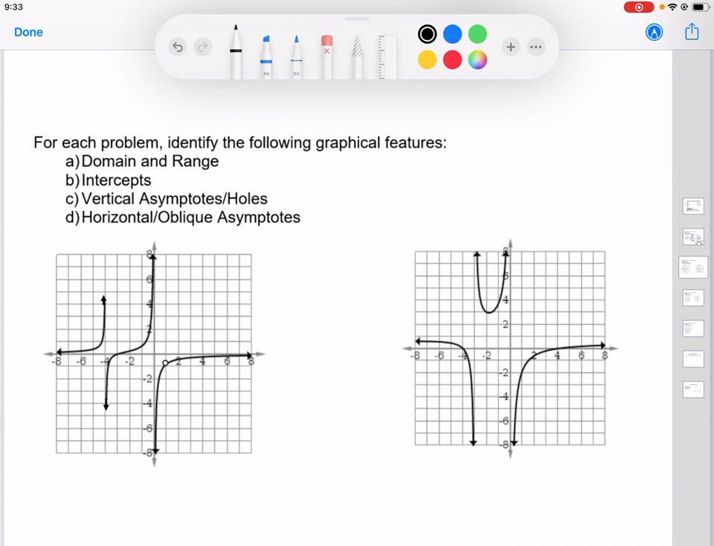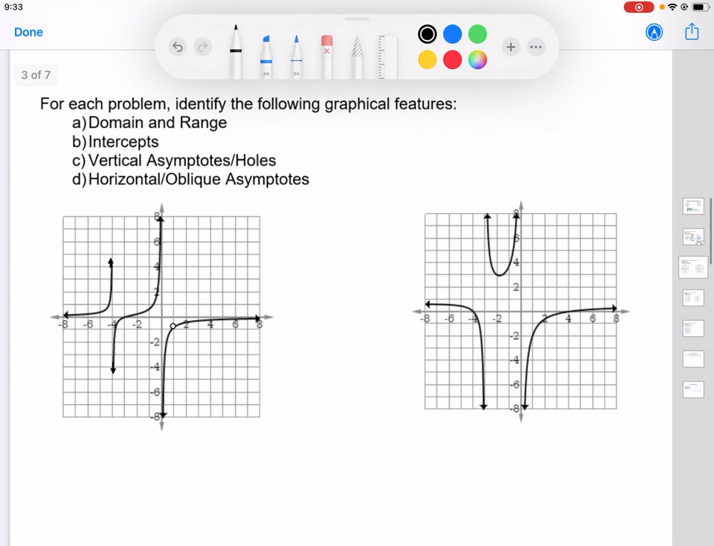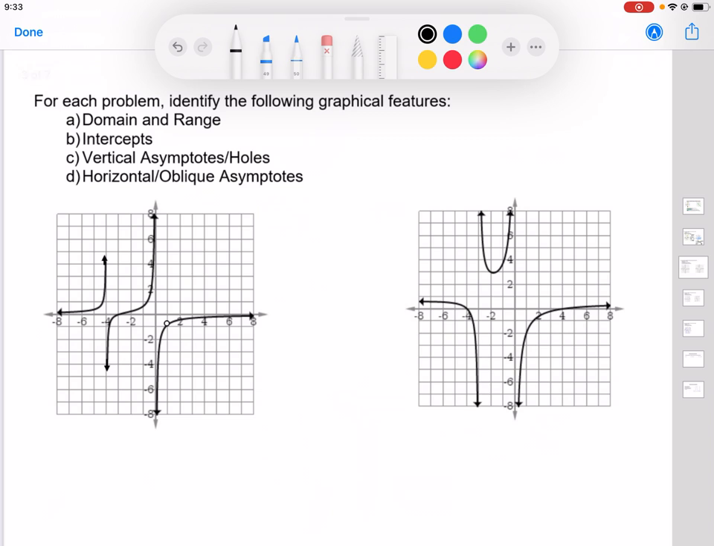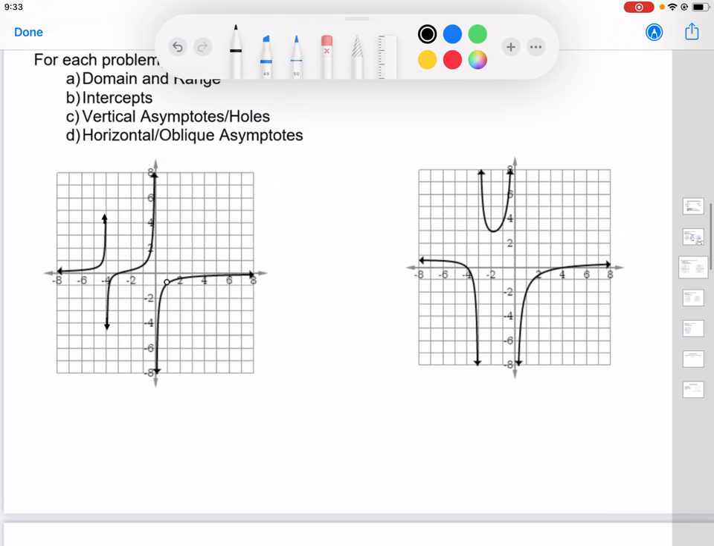For those who want to see more examples, here are a few more examples of this process. I'm going to go ahead and do part A, domain and range. I'll do it this way: B, intercept, C, and then D. Once again, do whatever order you want, but I'm going to indicate where my vertical asymptotes are because it's going to help me with range, domain, and also our hole, because that's also going to help me with my domain.